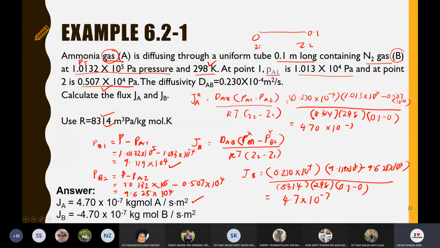So for this one, is the question that you asked before: where do I have to put the negative sign in the calculation? Yes. For this one, JA is positive, then JB is negative, to denote that A is moving from point 1 to point 2 and B is moving from point 2 to point 1. So for the final answer, we should put the negative sign. Yes, correct. You should put the negative sign.